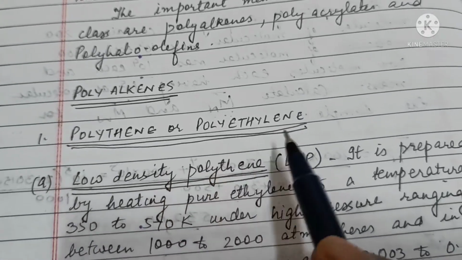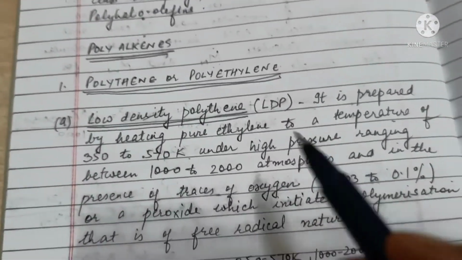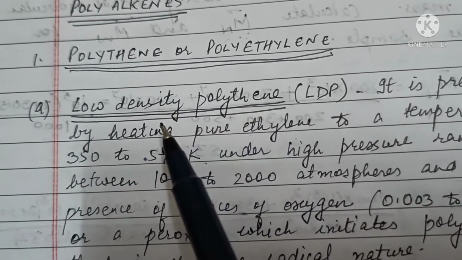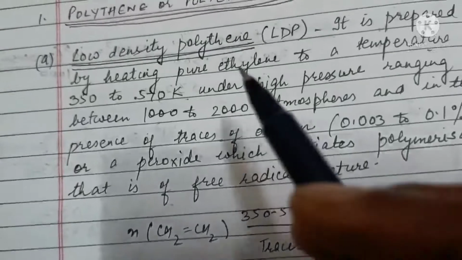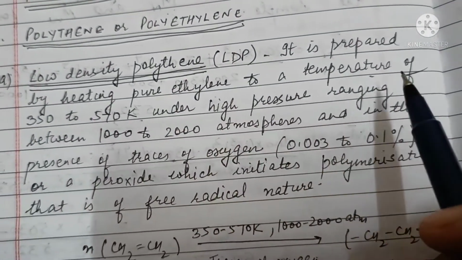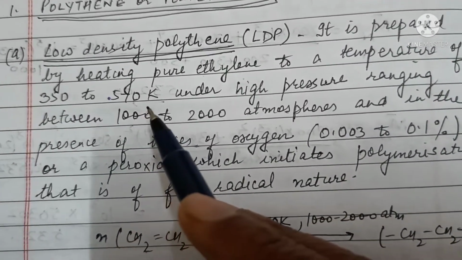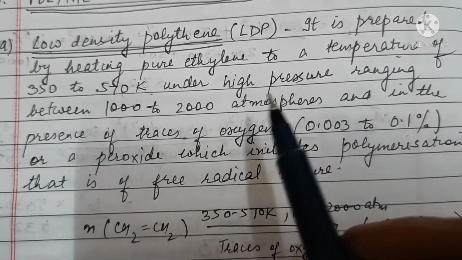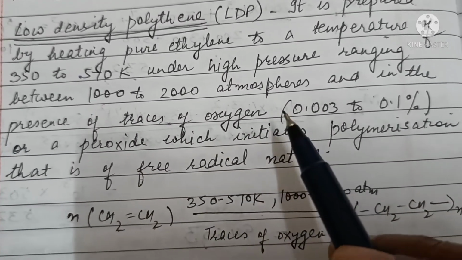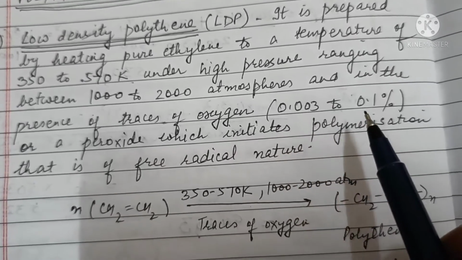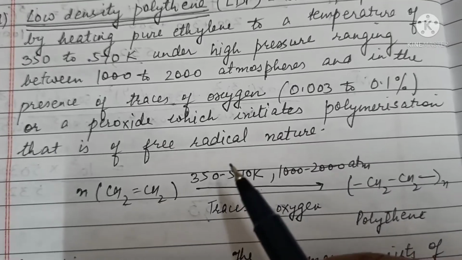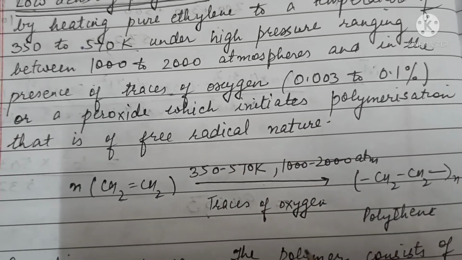Polyalkenes: polythene or polyethylene. For example, polyethylene can be of two types: low density polythene and high density polythene. Low density polythene is prepared by heating pure ethylene to a temperature of 350 to 570 Kelvin under high pressure ranging between 1000 to 2000 atmospheres and in the presence of traces of oxygen, 0.03 to 0.1%, or a peroxide, which initiates polymerization that is of free radical nature.